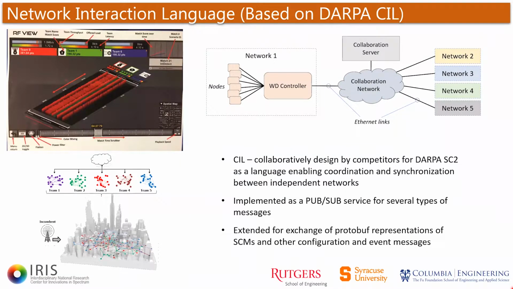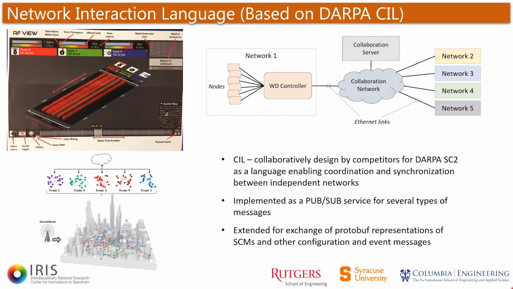In 2016, DARPA started the Spectrum Collaboration Challenge, an international competition which engaged multiple teams who built collaborative intelligent radio networks, or CERNs, with a mutual goal of increasing their spectrum usage efficiency through collaboration. As part of the challenge, DARPA, together with all the competitor teams, designed an interaction language which enabled the CERNs to exchange information. The language was named SIL, which stands for CERN Interaction Language.